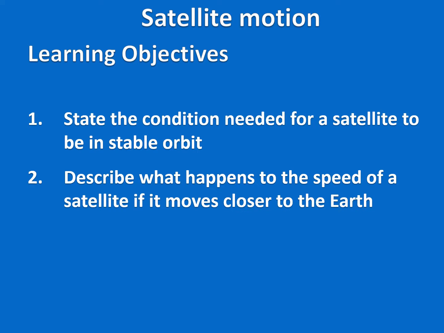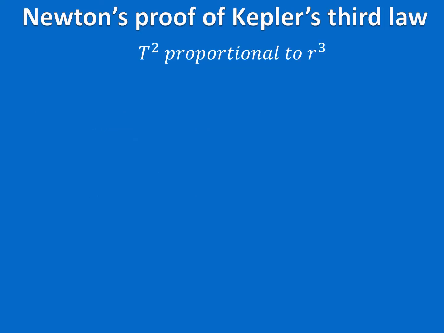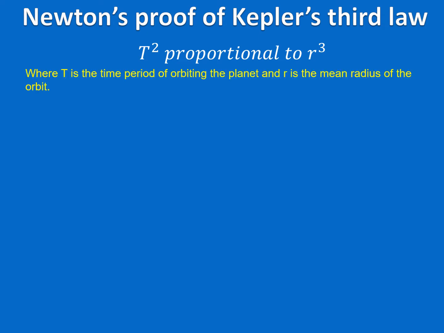So we'll look at how Newton's law of gravitation was used to prove Kepler's third law for planetary motion. So Kepler's third law was found by looking at the orbital time of the planets and comparing that to the orbital radius. So planets orbiting the sun. So T squared is proportional to r cubed, where T is the time period of orbit, r is the mean radius of the orbit. Newton was able to prove this.